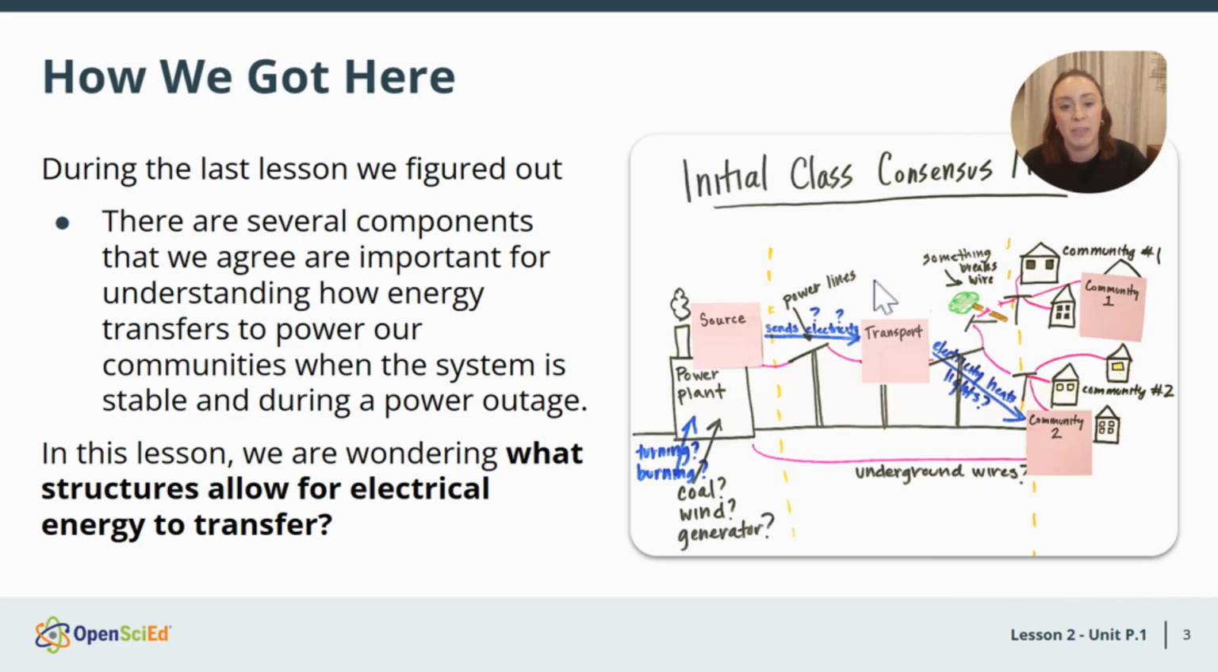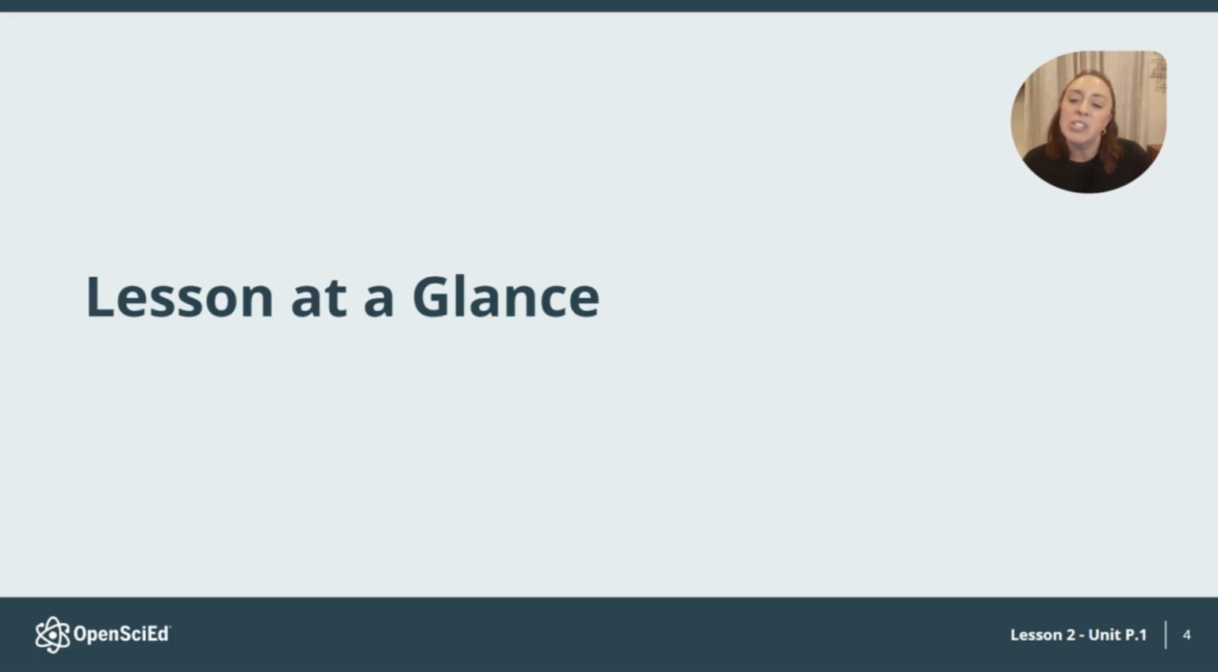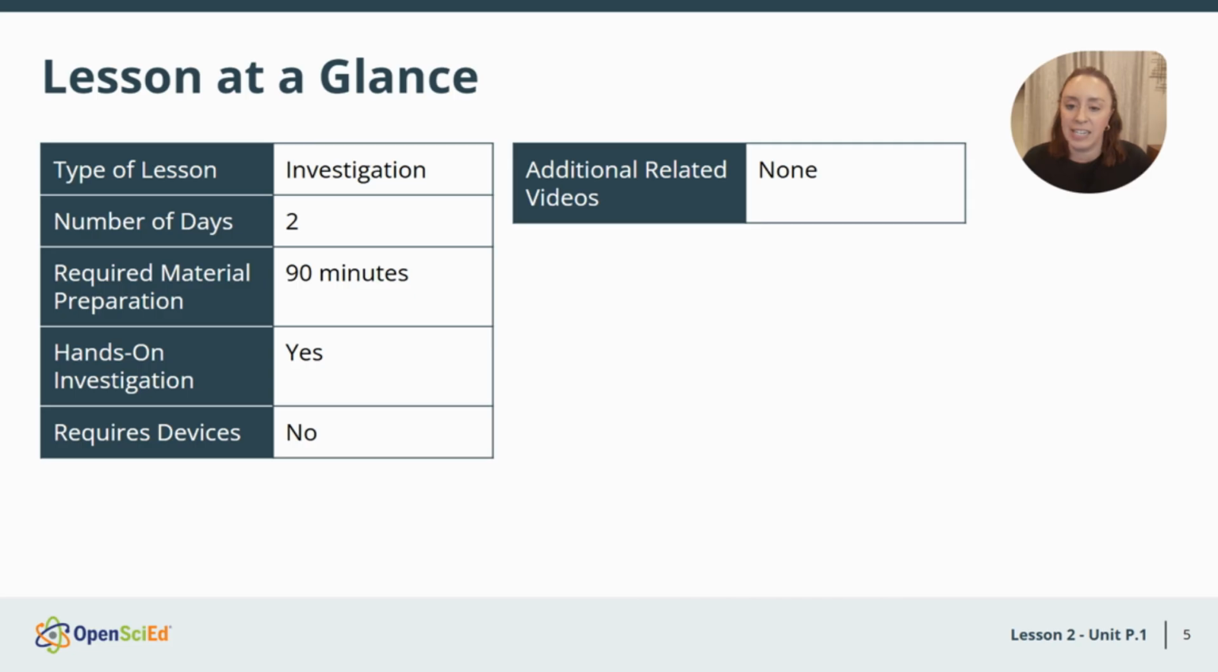We had a lot of questions about this because we don't really understand what is here or how these connections are set up or how they need to be or why they have to be a certain way. But we know they need to be there so that we can get energy from the source to our community. So in this lesson, we're trying to figure out what are these structures and how might they allow for electrical energy to transfer. So let's take a look at lesson 2 here at a glance.